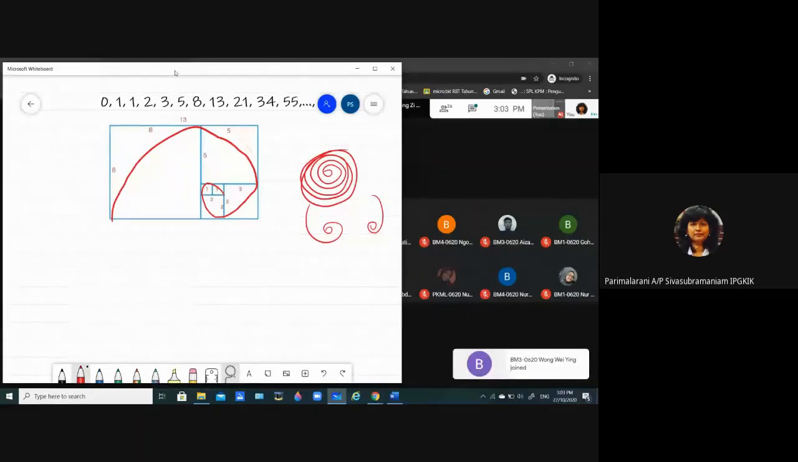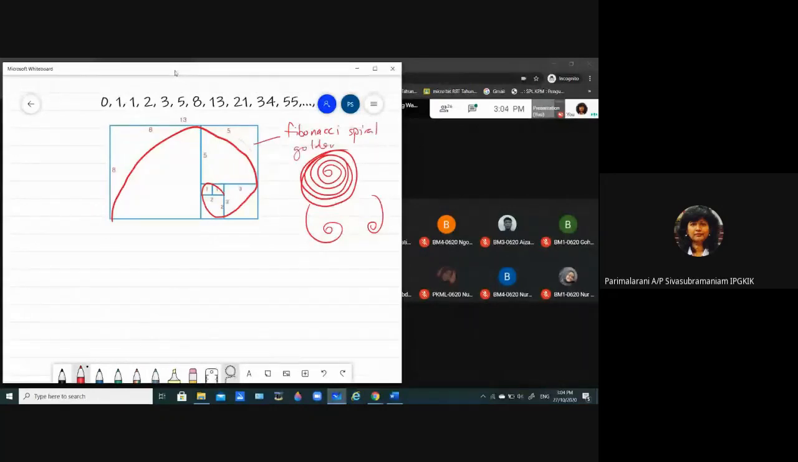This spiral is known as the Fibonacci spiral, or it is also known as the golden spiral, because it follows the golden ratios. So it's called the golden spiral. So this is how we can represent the Fibonacci numbers.